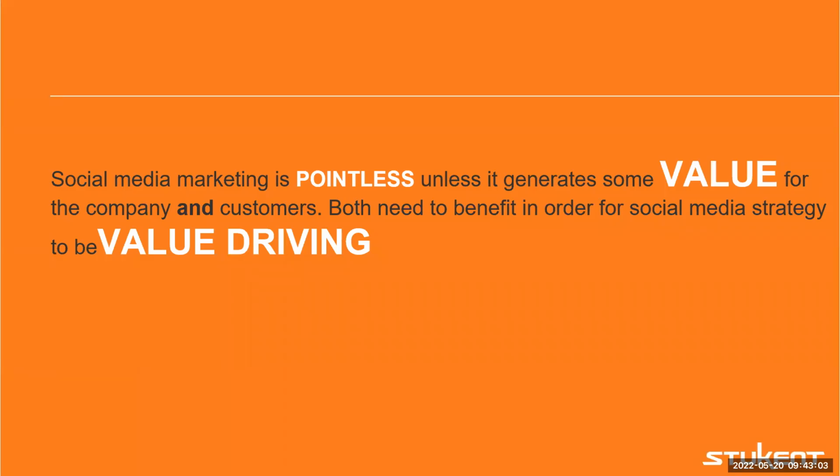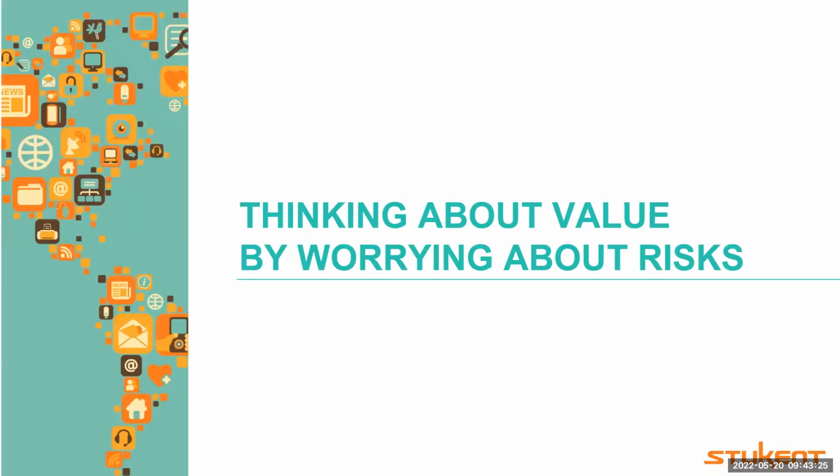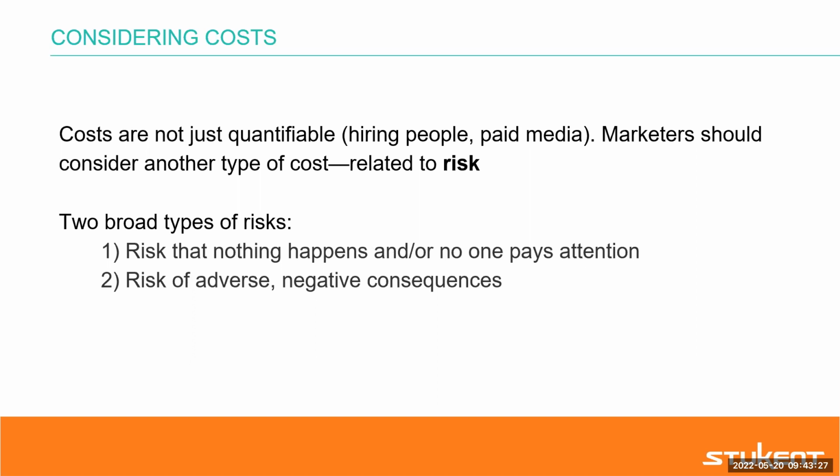Now, if we think more about who's getting value when, you need to make sure that not only the company is getting the value, but also the customers. So when you're looking at that, you're looking at the types of interactions. You want to think about the target audience. What do these people care about? What are these people going to give a follow for? And then what are the different costs and benefits, of course, the old pros and cons list. But then another thing that you want to think about is risk.